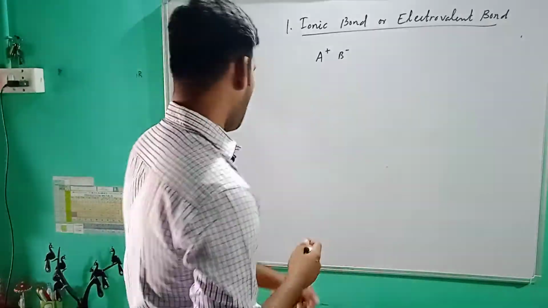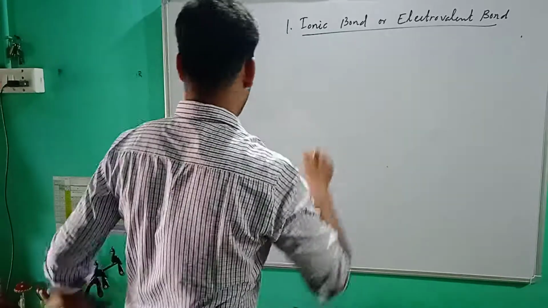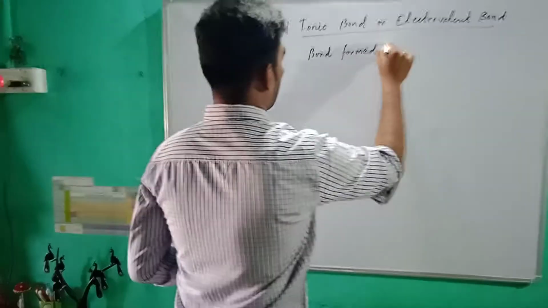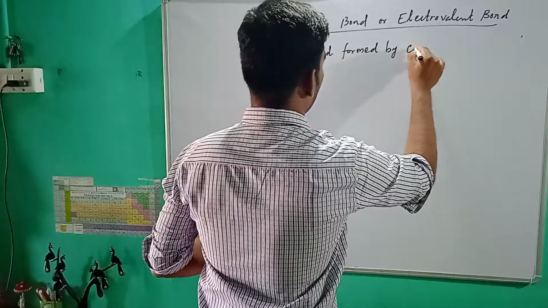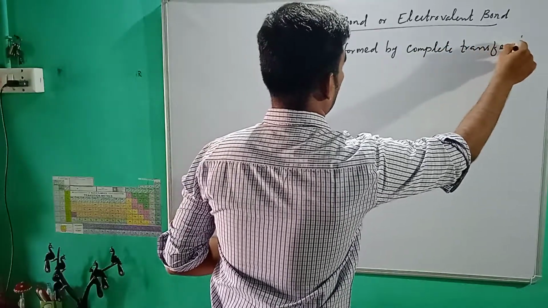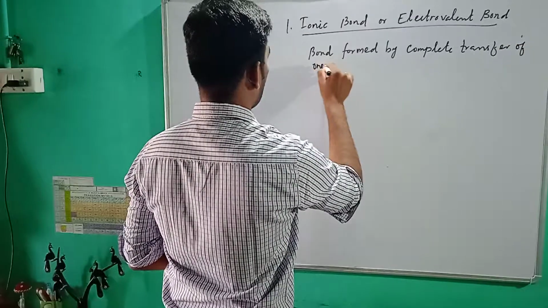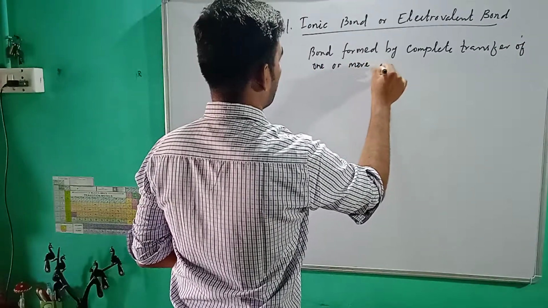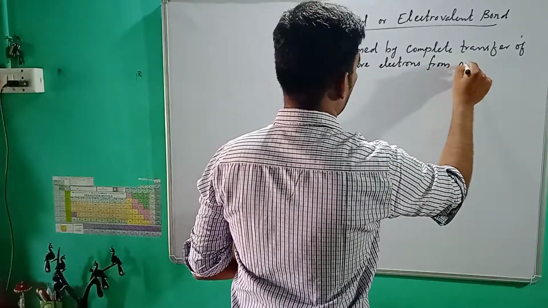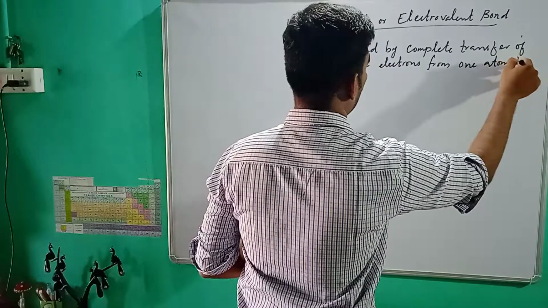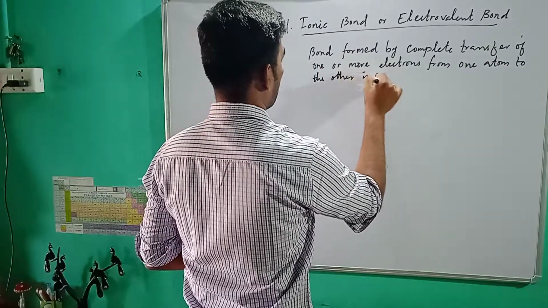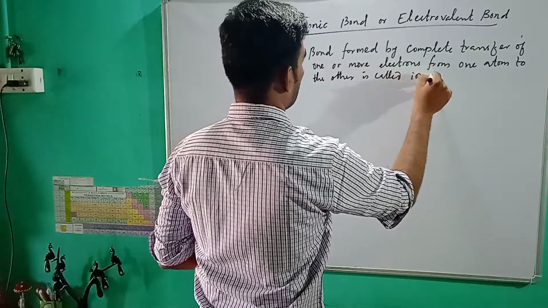Or we can also define it as the bond formed by complete transfer of one or more electrons from one atom to the other is called ionic bond.